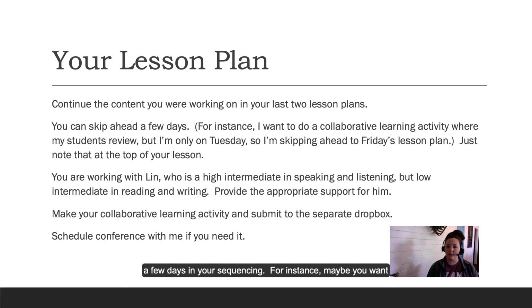For instance, maybe you want to do a collaborative learning activity where you want your students to review, like the I have, who has, but in your planning, you're only on Tuesday, so you're kind of going to jump ahead and just write Friday's lesson plan. I don't need all of that stuff in between. Just make me a note at the top. That gives me the context of where you're at.